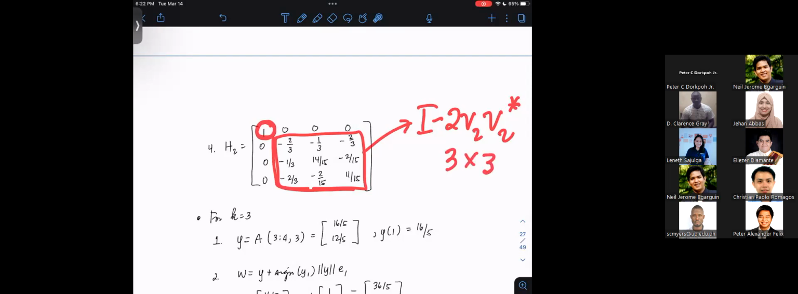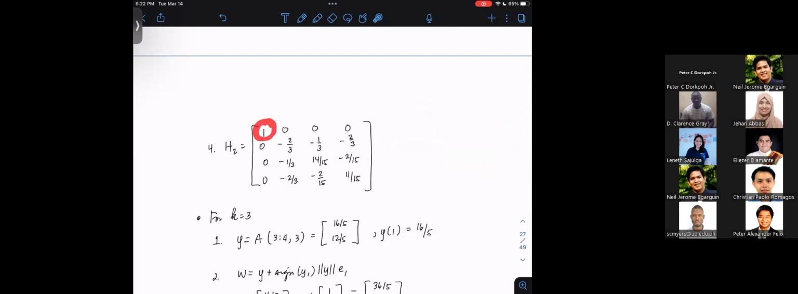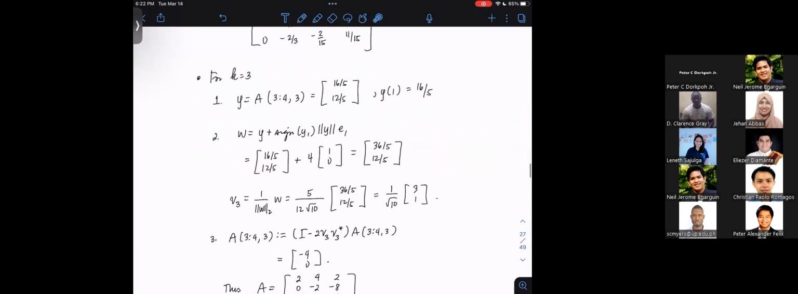So I lack 1 row and 1 column. So this block will be a 1-by-1 identity matrix. So that will just consist of 1. And then everything here will be zeros. That will be our matrix H2. Okay. And then finally, third iteration, k equals 3.